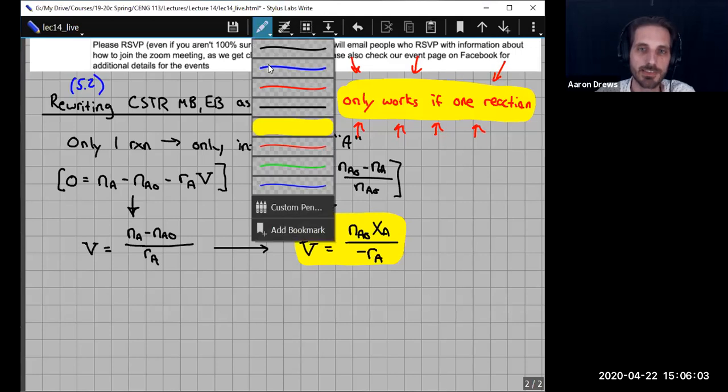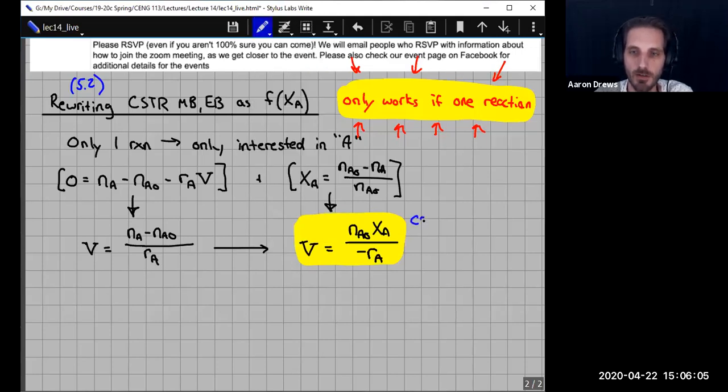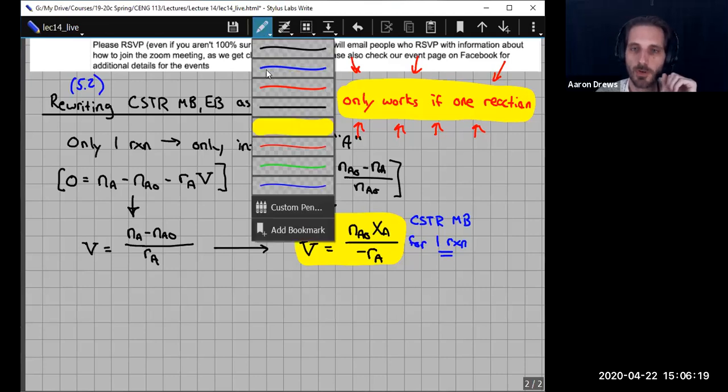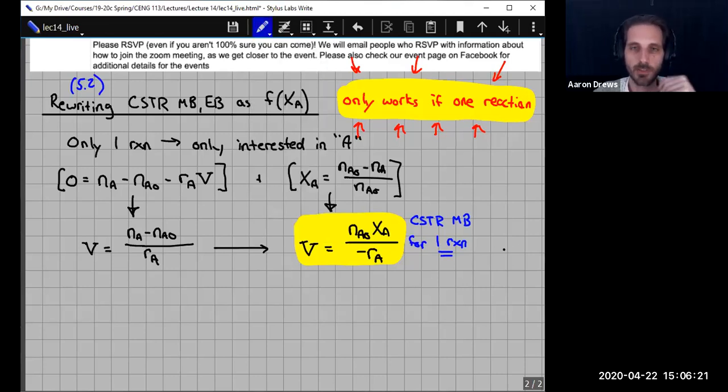This is an equivalent statement of the CSTR material balance, but it only holds if you have one reaction. So I'm going to keep underlining that. Don't try to use that form if you have more than one reaction. If you have more than one, just go back to equation 4.1, the general material balance, and it will serve you just fine. This in your book is equation 5.8. Right underneath it, 5.9 is the energy balance.